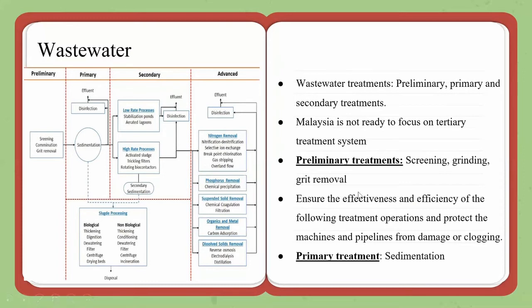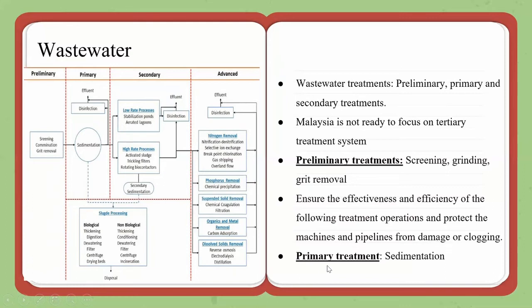So first of all, for the preliminary treatments, there are screening, grinding, and grit removal processes that can be carried out. Basically, all these three processes will help us to operate our waste treatment system more efficiently and more effectively. It also can protect the machine and pipelines from damage or clogging.